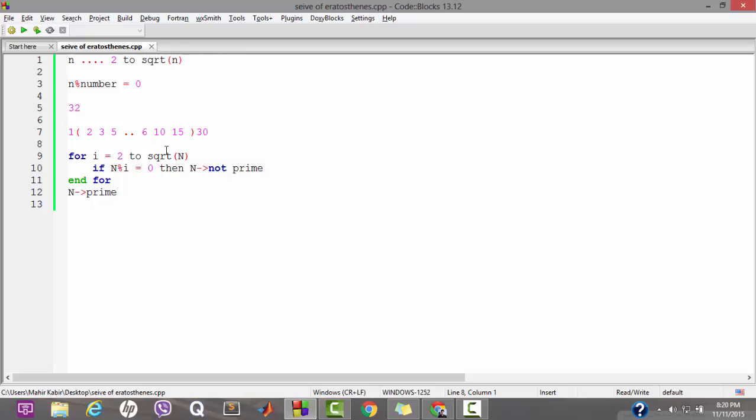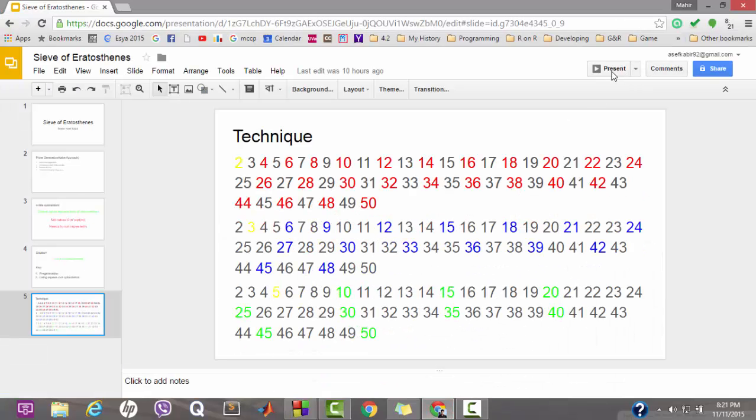Because if we run this loop for every single number, then it's going to take 10 to the power 9 iterations to calculate if a number is prime or not, in the worst case. So this is not a good approach. So we have to think of something. So what do we do? Well, before going into coding, let's take a look at this.